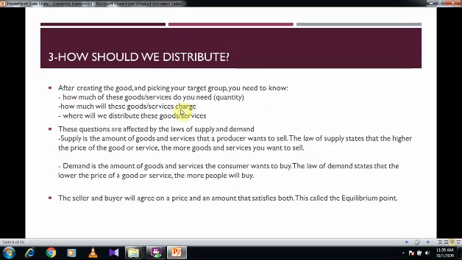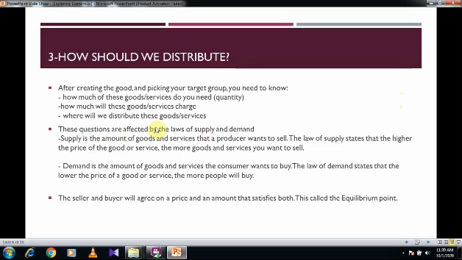How much are we going to charge for these goods and services? What is the basic price it cost me to produce them, and what's my profit? Is it enough or is it too much for people? Where will we distribute these goods and services? Am I going to have special shops? Where are they going to be, inside malls?